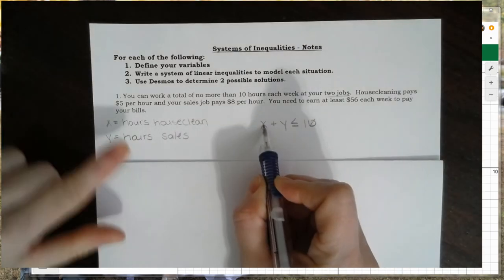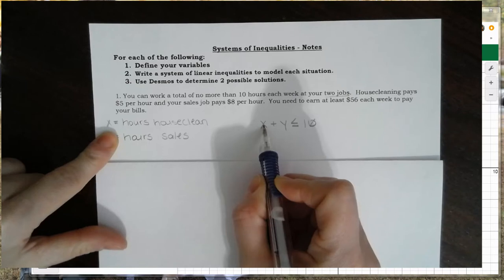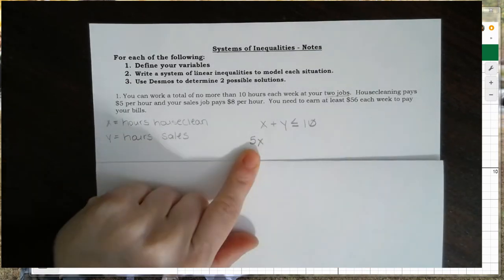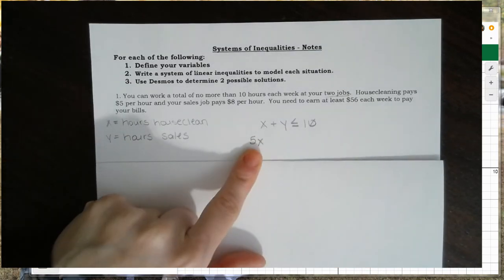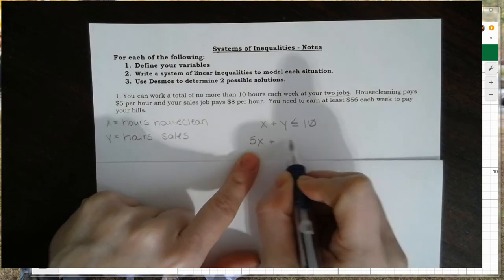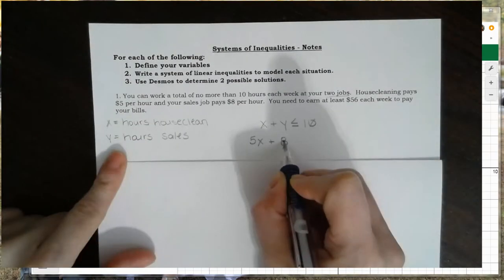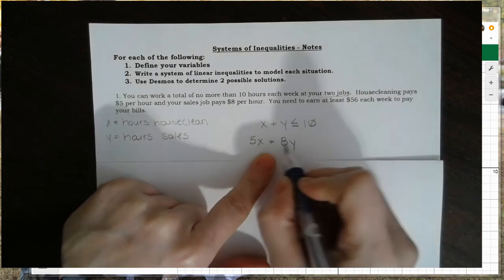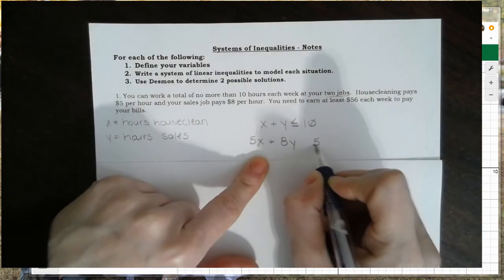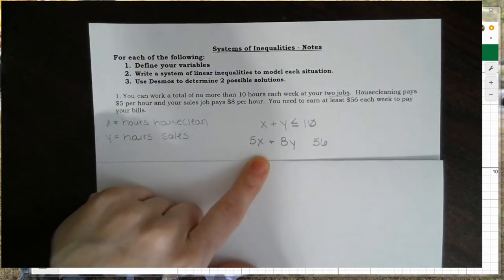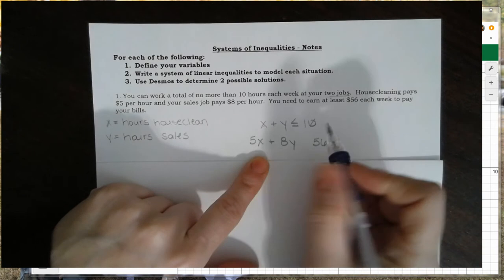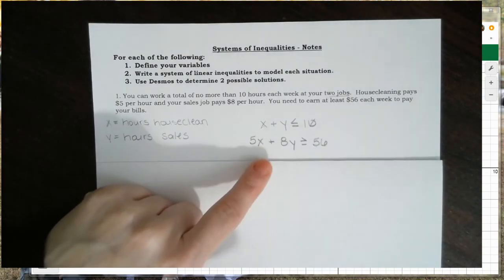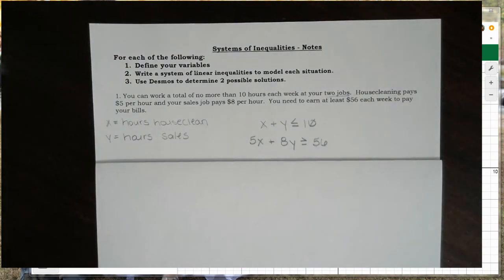Now I also need to earn at least $56. So if I take the hours I'm cleaning houses and multiply that by 5, this tells me how much money I'll make from cleaning houses. And I'm going to add that to the money I would make at my sales job. And I need this to be a minimum of $56. So 56 is the smallest number I could possibly see.